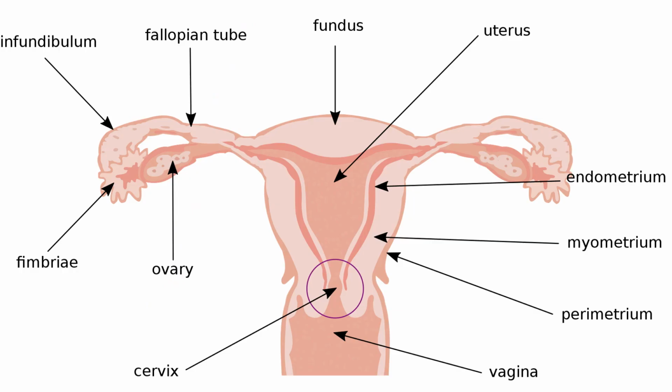This is a very good diagram through which I can explain what the parts of the uterus are. This is the fundus. This is the endometrium, myometrium, and the perimetrium. This is basically the muscular wall of the uterus. And this is the cervix. This is the vagina.